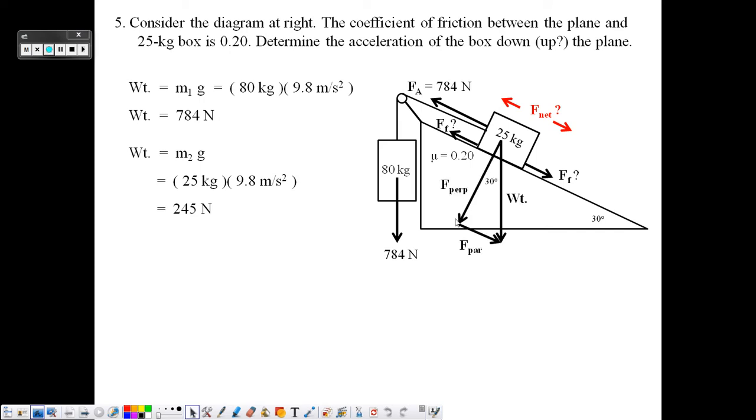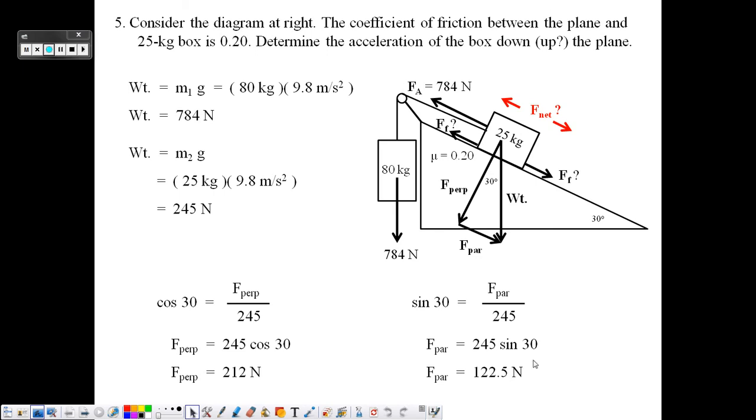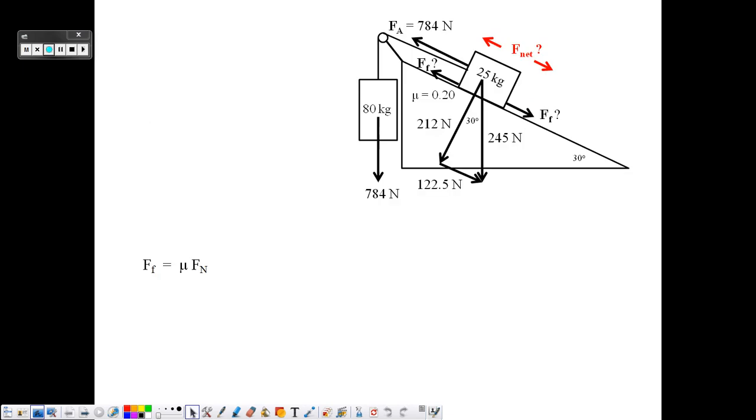I'm going to draw in my components. 30-degree angle, same as the incline. And I can determine the magnitudes of these components. Cosine for force perpendicular, which ends up being 212 newtons. For force parallel, we use the sine function. Ends up being 122.5 newtons. Okay, so I've inserted the values in here.